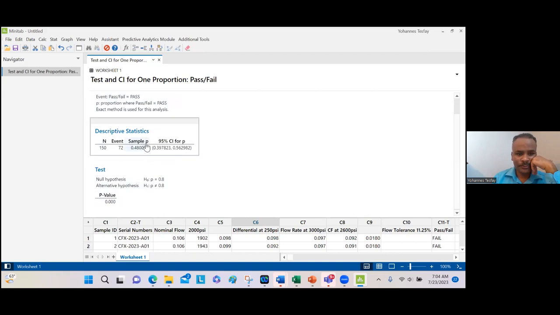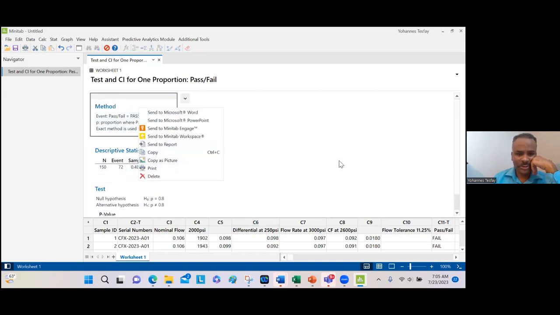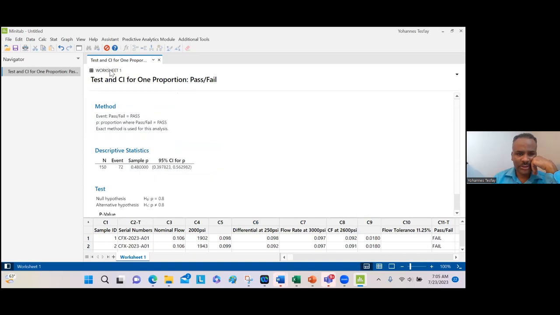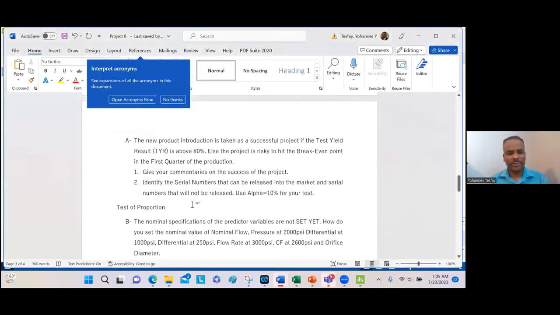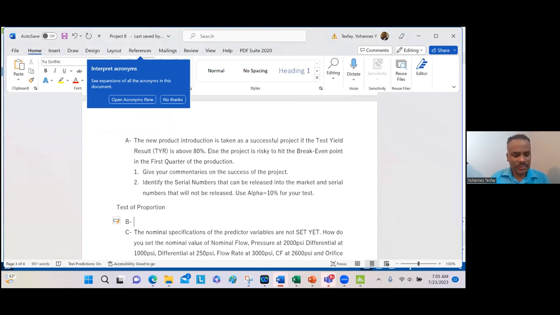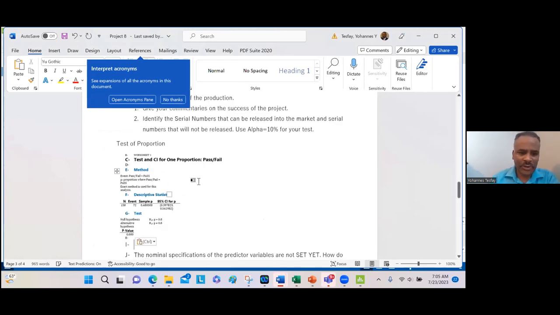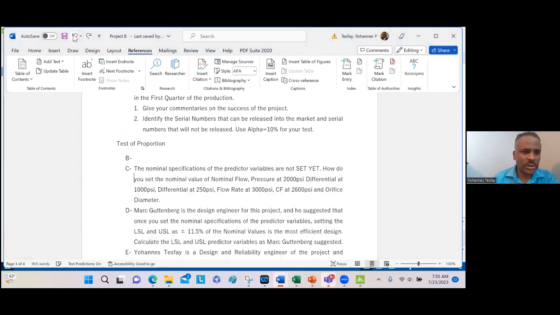So sample p, you're going to just go in and dollar sheets, copy sheet. Then you're going to just paste it here.